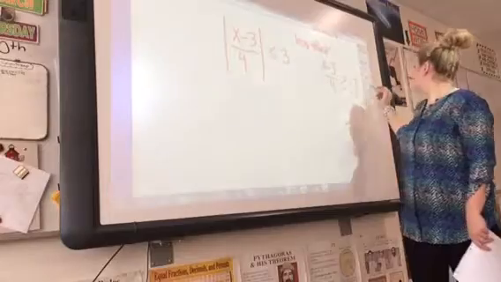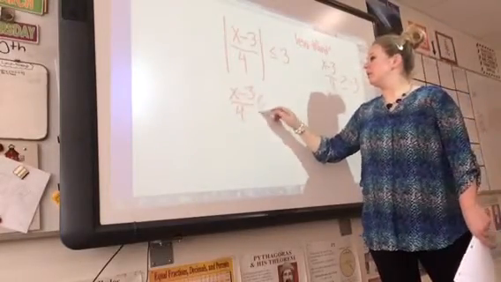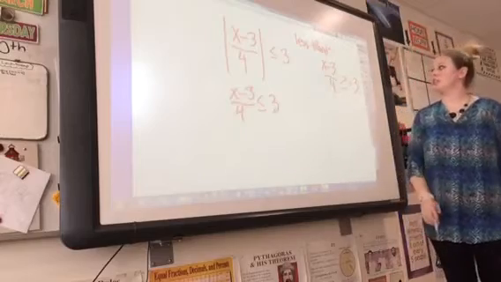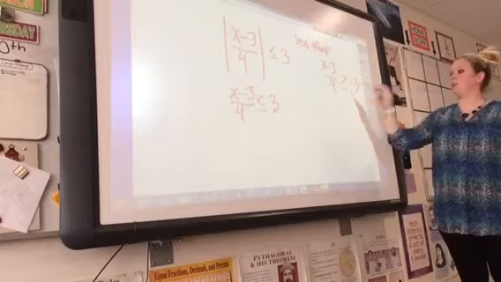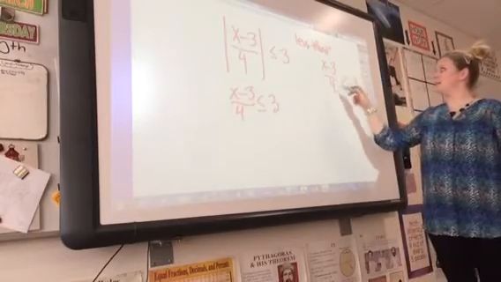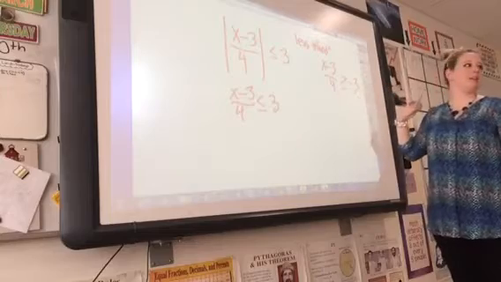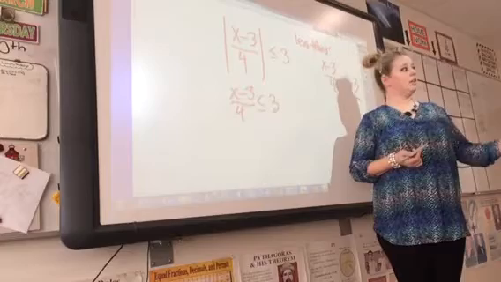But when we start solving, I said this before, you take away the absolute value symbols, okay? And what our answer is going to be is this one and this one put together, okay? So we have x minus 3 over 4 is less than or equal to 3. X minus 3 over 4 is greater than or equal to negative 3. We're going to solve both. How would you solve? Lydia?